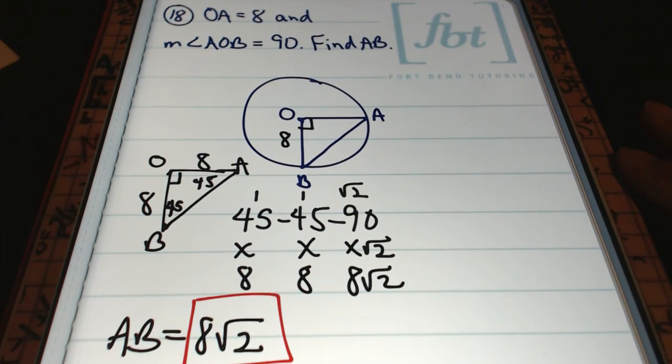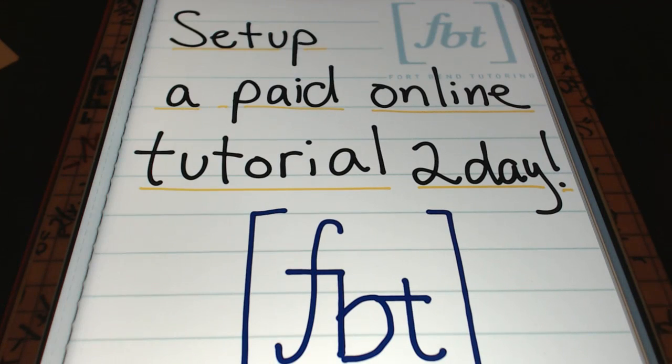Done and done, son. That was part number 18, guys. And we're moving on with part 1 of the geometry final exam review.